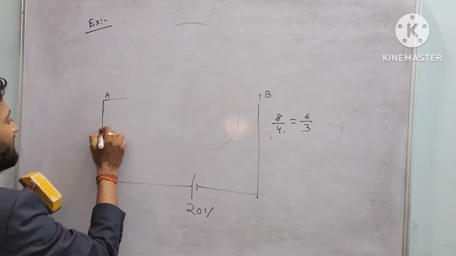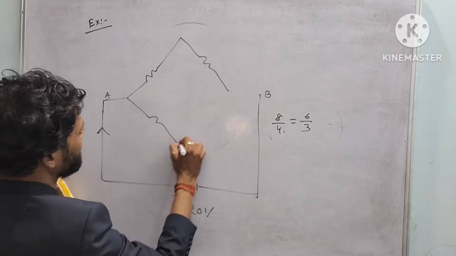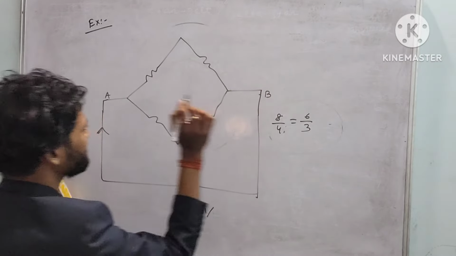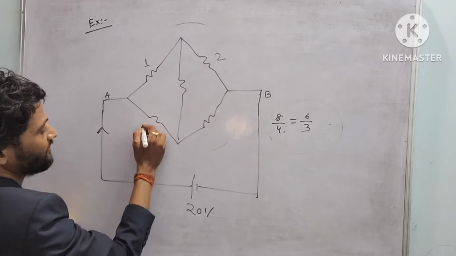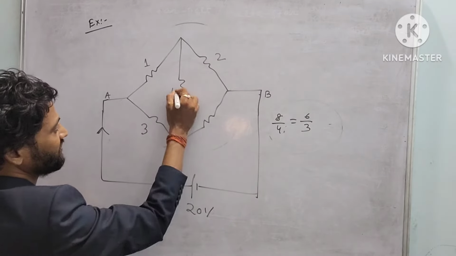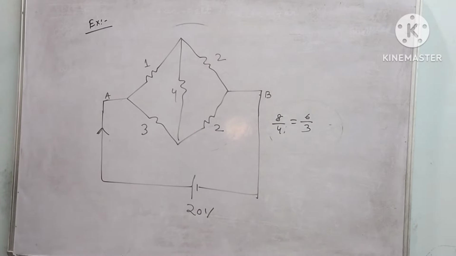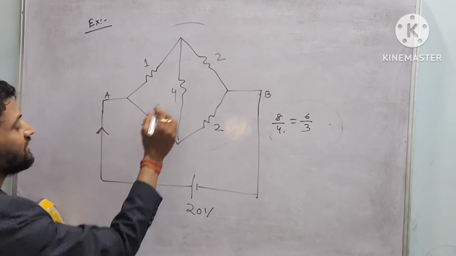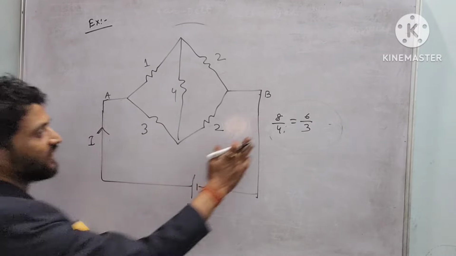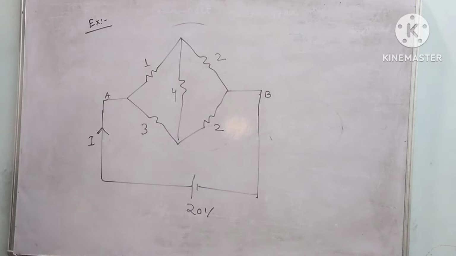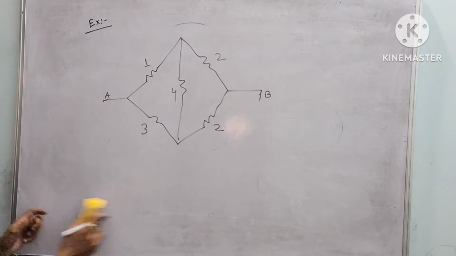What was that question? I just forgot that question. Okay, again I'll have to draw. Give any unbalanced circuit. Let it be 1, 2, 3, let it be 4 and 2. Okay, let this be the unbalanced circuit. Give any values, right? We have to find out the supply current. Before the supply current, we need to find out the equivalent resistance across A and B.